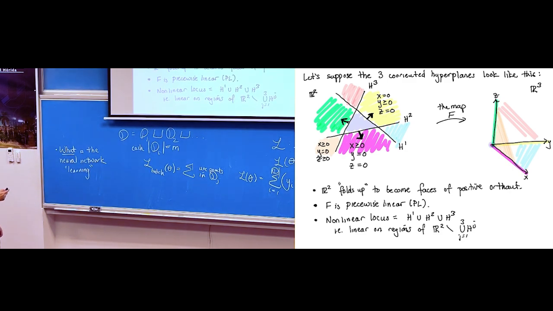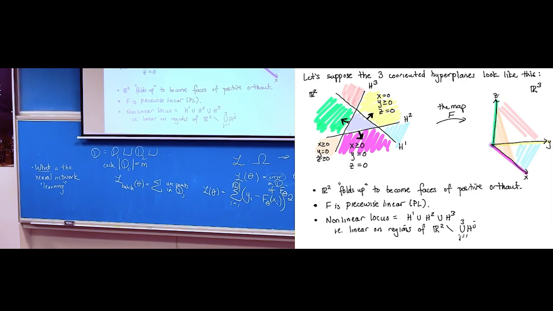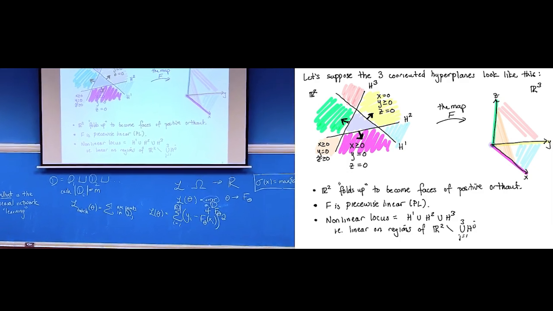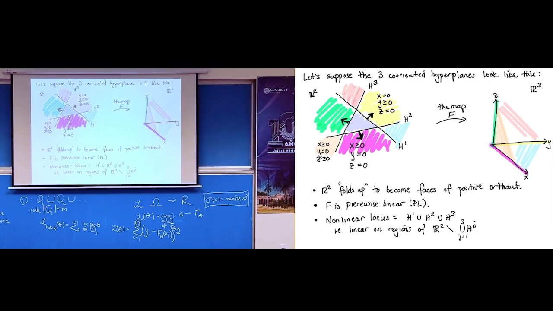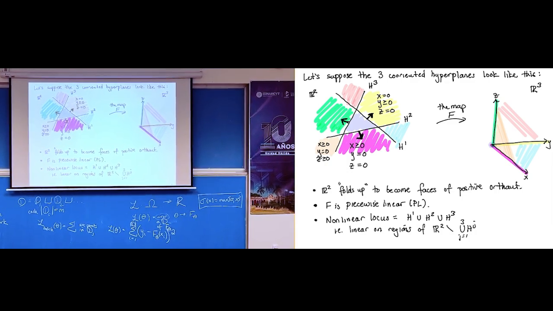And it's linear except on these hyperplanes. So it's piecewise linear, and its nonlinear locus is the union of these three hyperplanes. So it's linear on regions of R2.